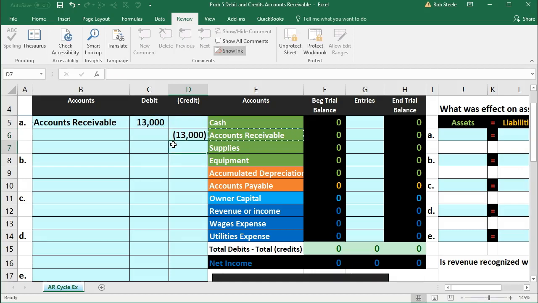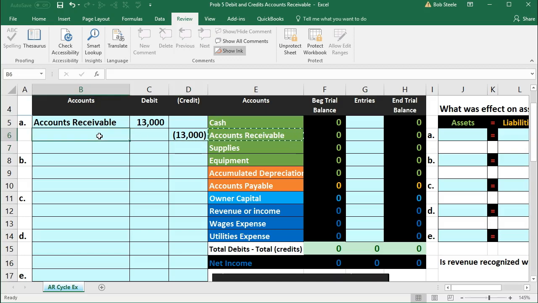So I'm just including one more formula. You don't need to do that. You can type in a -13,000, but the more formulas we have, the better off we usually are, the less work we typically have in the long run, especially if we have to make adjustments for errors.